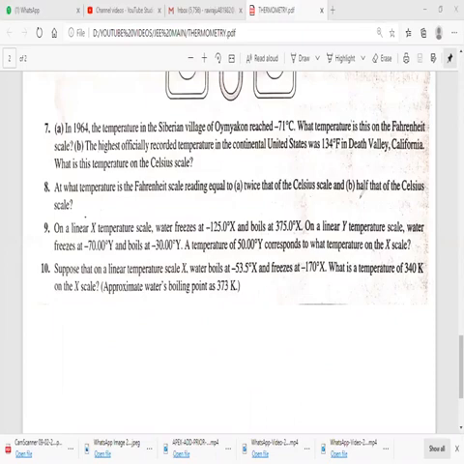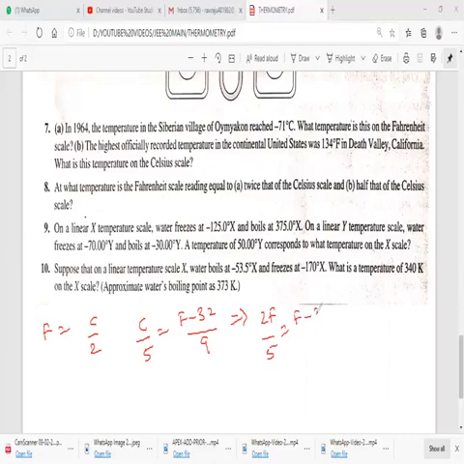Second question. Half that of the Celsius scale. That means here F is given. Half of Celsius means C by 2. The same relation you can write. C by 5 equal to F minus 32 by 9. And this is nothing but, C is given as 2F, so 2F by 5 equal to F minus 32 by 9. By taking cross multiplication, 18F equal to 5F minus 160.